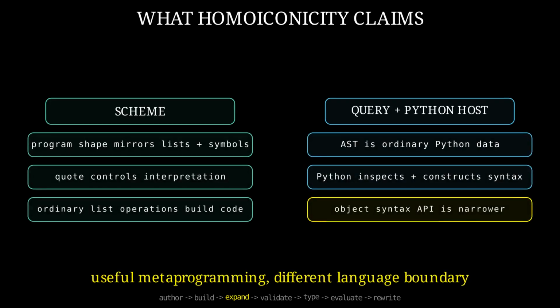Homoiconicity is used with several nearby definitions, so treat it as a precise design claim, not a badge. In Scheme, the primary program representation closely mirrors lists and symbols that ordinary Scheme code can manipulate, with quotation controlling interpretation. In our query system, the AST is ordinary Python data, and Python performs the metaprogramming. That is reification plus a host-side syntax API. It is useful without pretending the object language has every Lisp property.